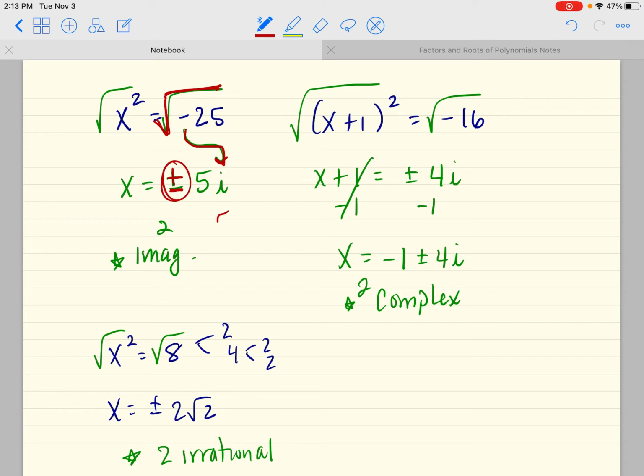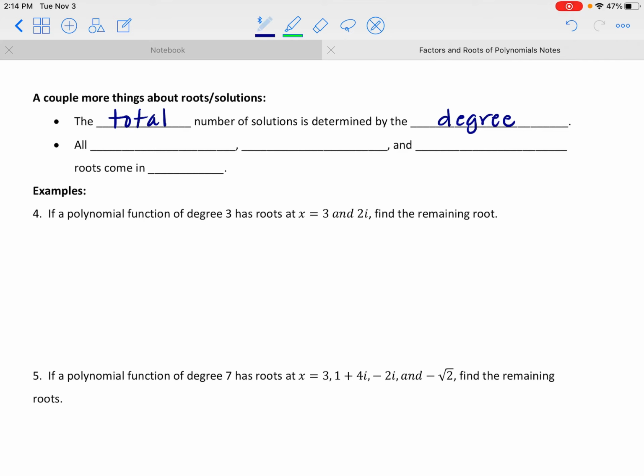So if positive 5i was a solution, negative 5i, its partner, had to be there too. Or if negative 1 plus 4i was a solution, negative 1 minus 4i had to be a solution as well. So they come in pairs, right? If 2 radical 2 is a solution, negative 2 radical 2 had to be a solution as well. Because every time you're taking the square root of that negative, or that imperfect square, you're going to get plus or minus this pair of things. So our imaginary, complex, and irrationals always come in pairs.